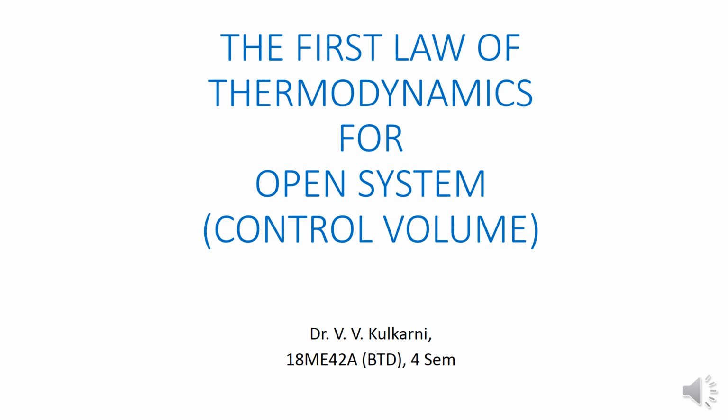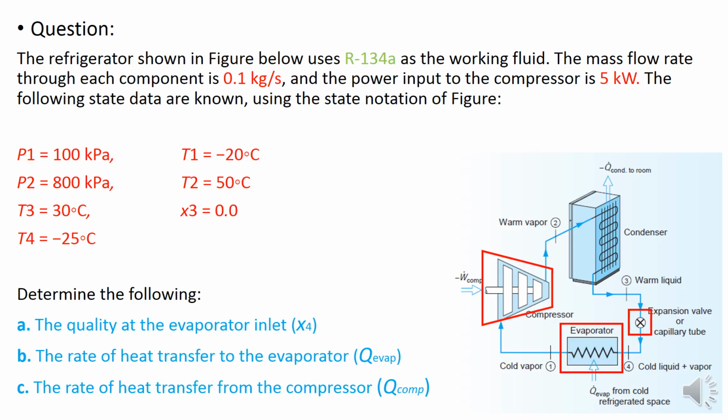Dear students, in this presentation we will take up the last component, that is the refrigerator. Directly go to the statement. The question is, the refrigerator shown in the figure below uses R134A as the working fluid. The mass flow rate through each component is 0.1 kg per second and the power input to the compressor is 5 kilowatt.